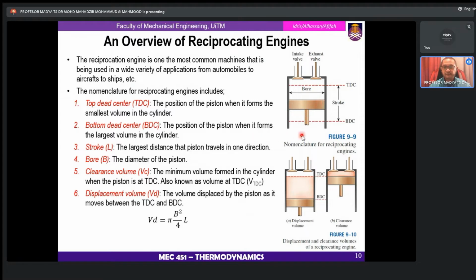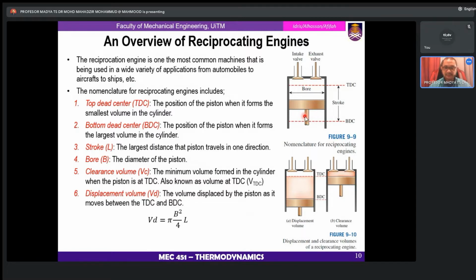Number 2 is BDC, bottom dead center. It is the position of the piston when it forms the largest volume in the cylinder. So when the piston moves to the bottom of the cylinder, at this position the volume in the cylinder is large. So this is what we call bottom dead center.